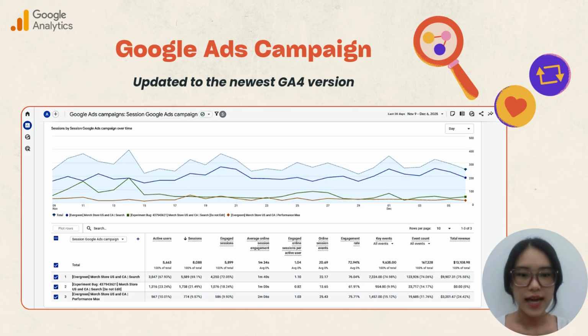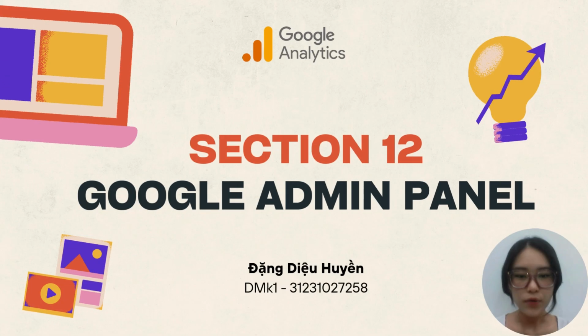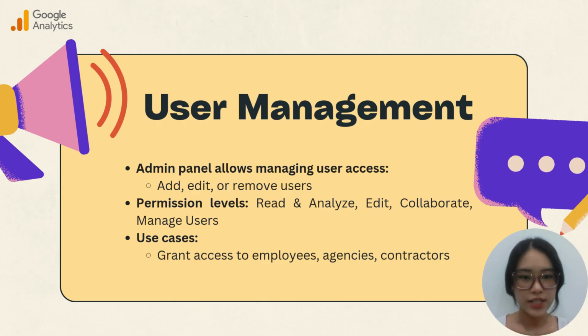This slide shows a GA4 Google Ads campaign report. It summarizes how ad campaigns perform in terms of traffic, engagement, and conversion. Now we move on to section 12, the Google Admin Panel. The admin panel allows us to manage user access. We can add, edit, or remove users and assign permission levels such as read and analyze, edit, collaborate, or manage users. This is useful when granting access to employees, agencies, or contractors.